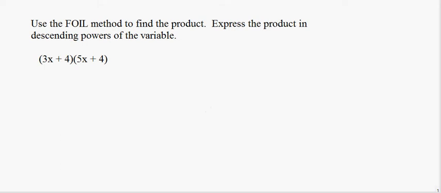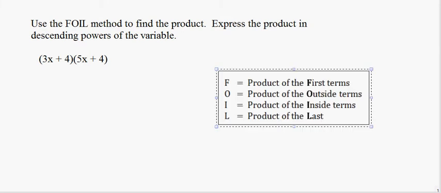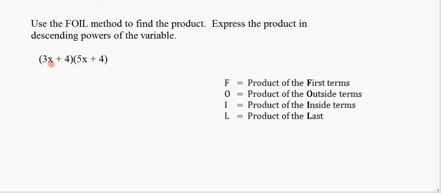We're asked to use the FOIL method to find the product and then to express the product in descending powers of the variable. Well, what is the FOIL method anyway? It's just a shortcut, a little mnemonic to help us keep track of all the things we have to multiply together. The F stands for the product of the first terms, so we would multiply 3x times 5x.